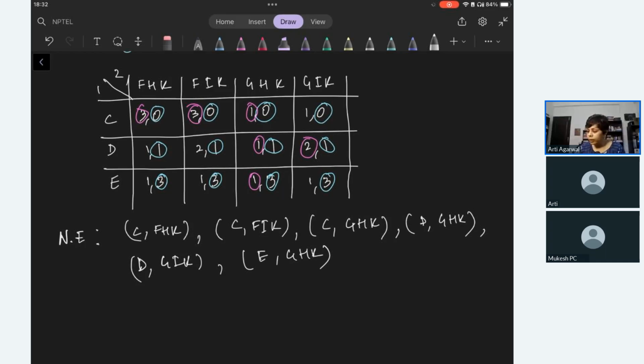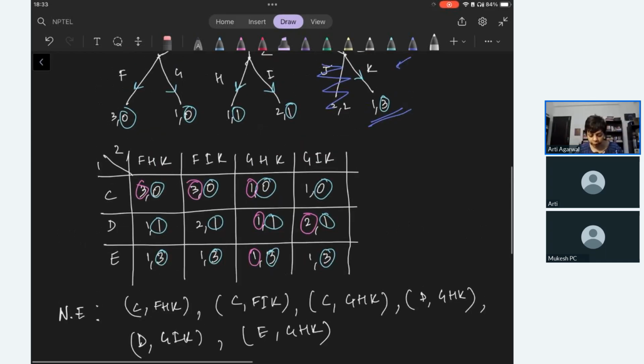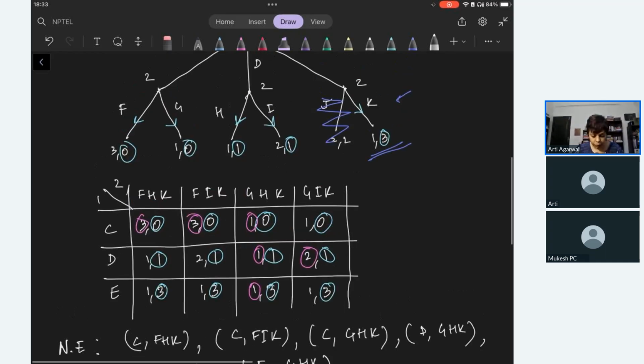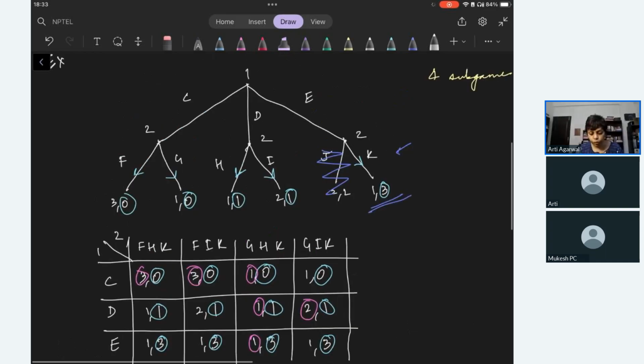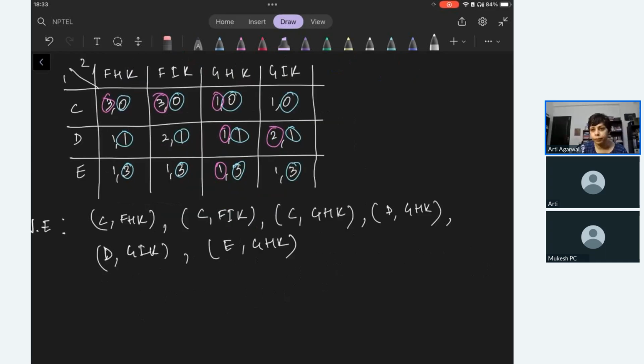Now, we don't want to just leave it here because we want to find the subgame perfect equilibria. So let's see, C, F, H, K. Can it be played? Yes. So if one has to choose between all of these, then CFHK is going to be played. Just 1 minute.